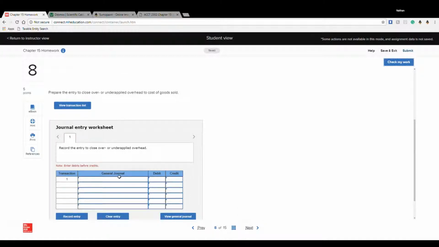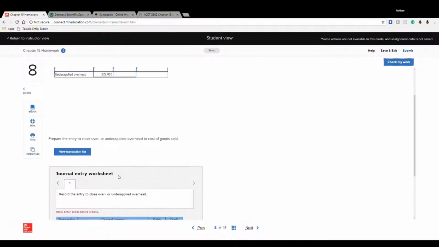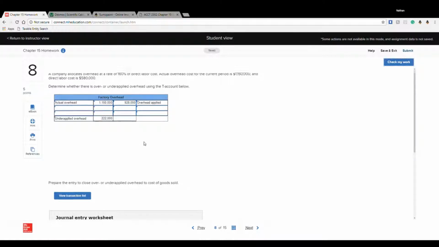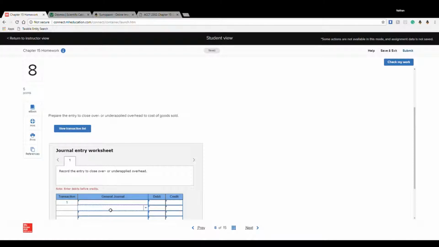So now we got to record the entry to close over or under applied. The only journal entry that happens, the only two accounts here, is always going to be factory overhead and cost of goods sold. And basically we're adjusting factory overhead and adjusting cost of goods sold to the actual cost that happened, because we either overestimate or we underestimate. Here we underestimated it. So we know to get this to 0, since it's already a debit, we must credit factory overhead.